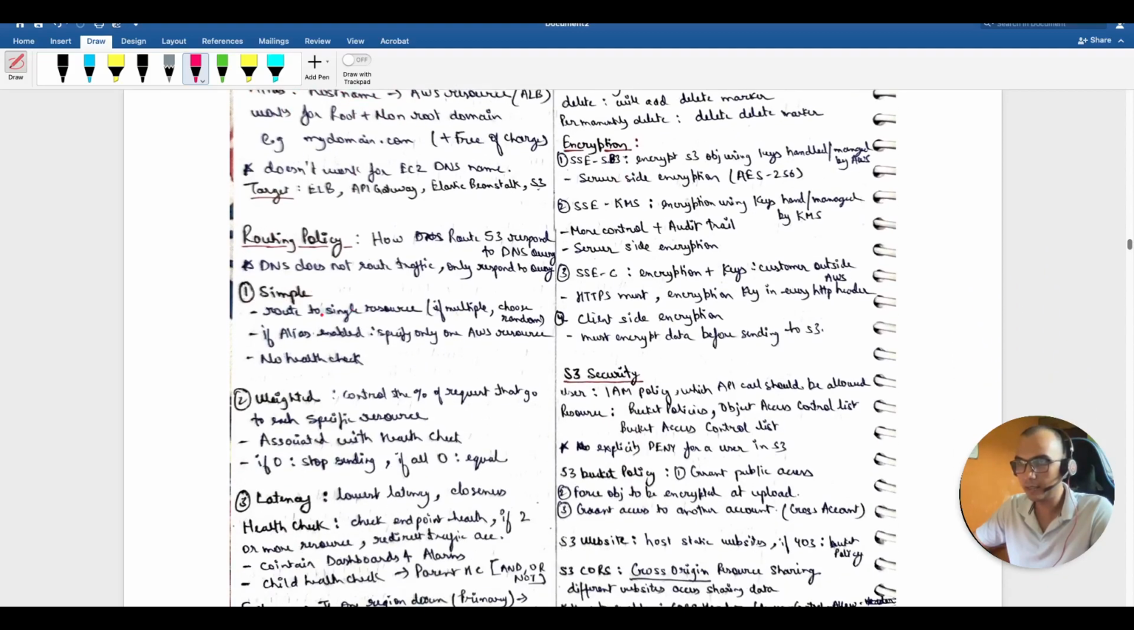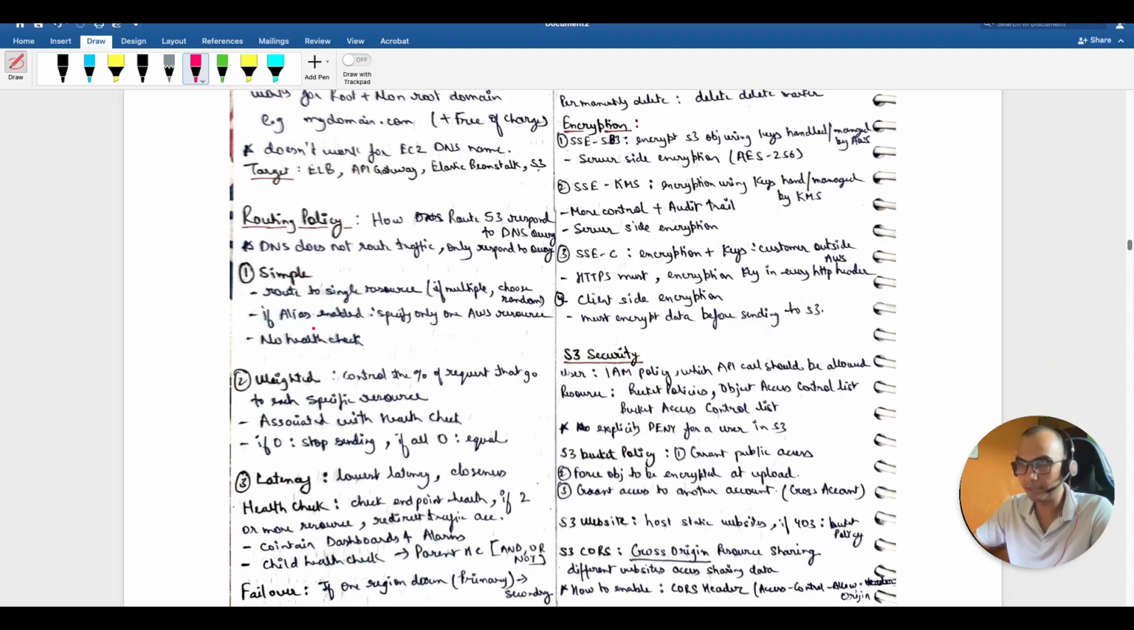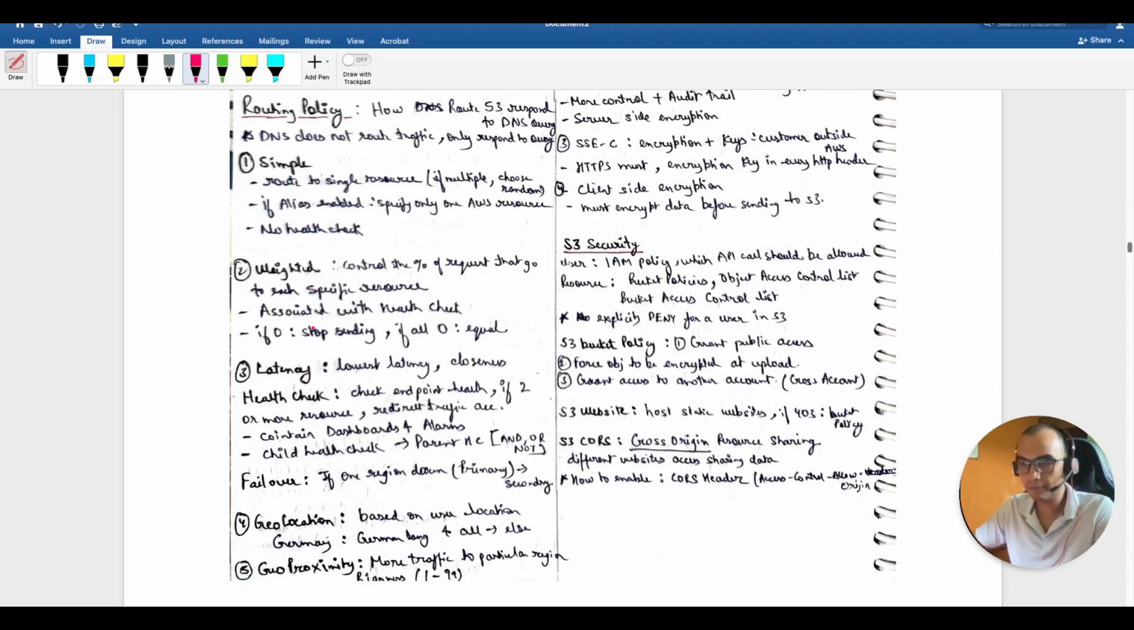Okay, then the routing policy is based on simple, weighted, latency. So if we have traffic coming from, let's say, Europe, and we have a server in India, how are you going to route your traffic, and can you place your server in the EU for better latency?